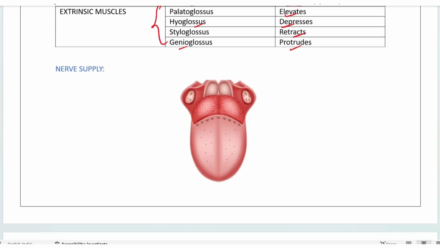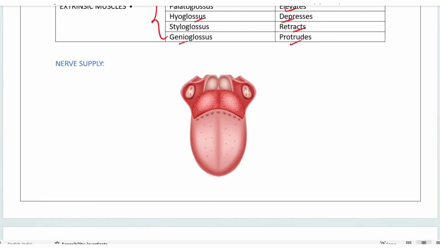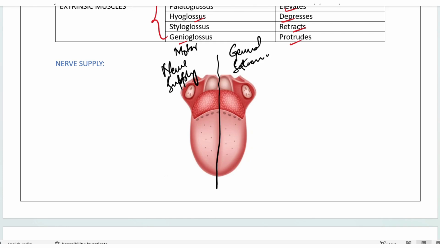Okay, coming to the nerve supply. Here we'll divide the tongue into two halves so that it's easy for us to learn. Firstly, we'll read about the motor nerve supply. And here on this part, we will read the general sensation and taste. So in the posterior most, the middle and the anterior. This is how we will divide it.